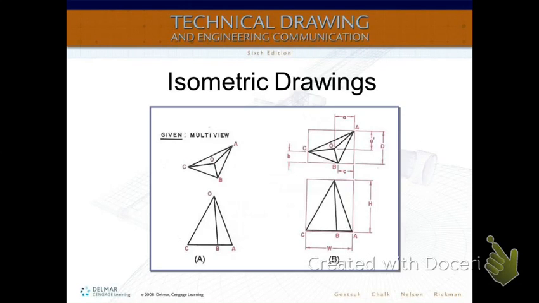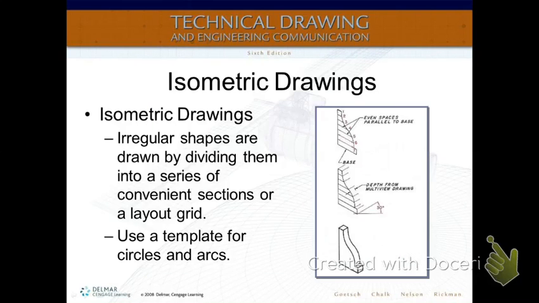All right, here is a multi-view. You notice that your points A, B, and C are given right here. Irregular shapes are drawn by dividing them into a series of convenient sections or a layout grid.